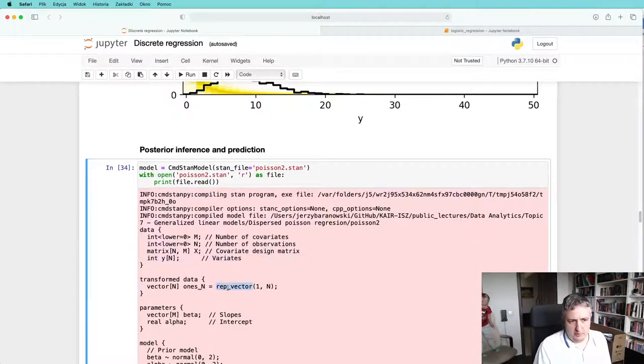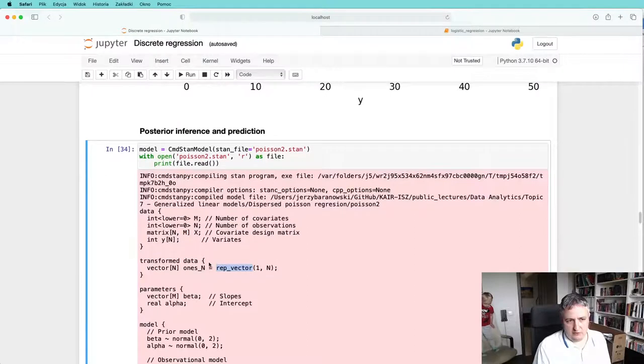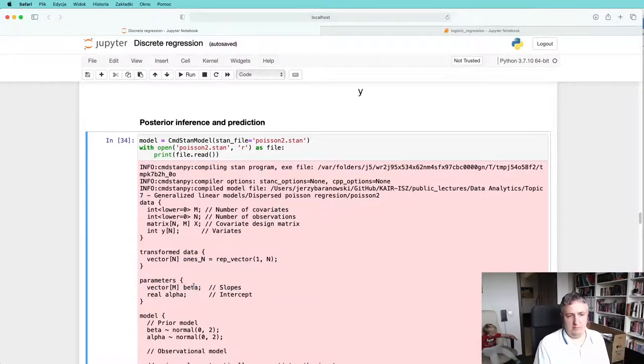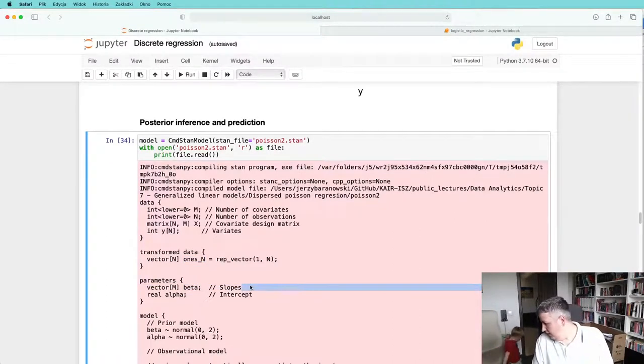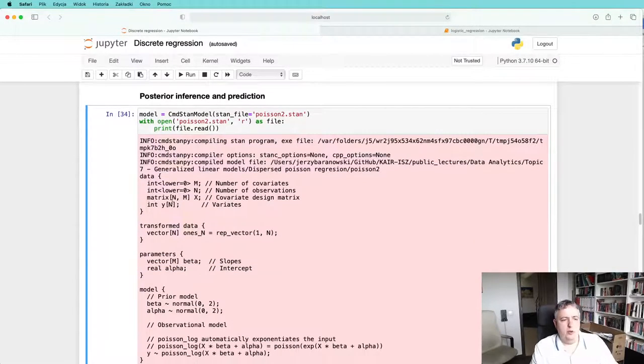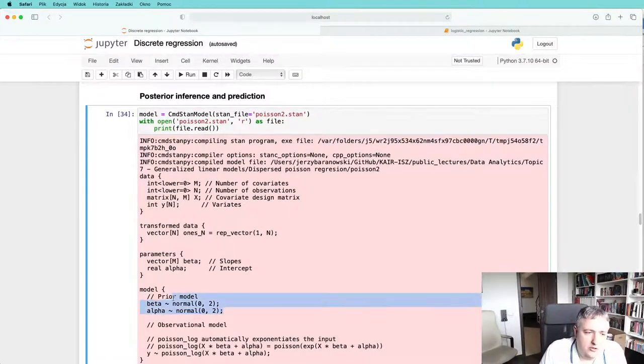Again, for vectorization purposes, we are creating the RepVector function. The RepVector function creates an n-dimensional vector of ones, and we have m beta coefficients, so we have slopes for our linear predictors, and we have a parameter of intercept. All those are real numbers. This will be a vector. These are just numbers. Our prior model consists of, again, a normal distribution with sigma of 2, which we discussed before.